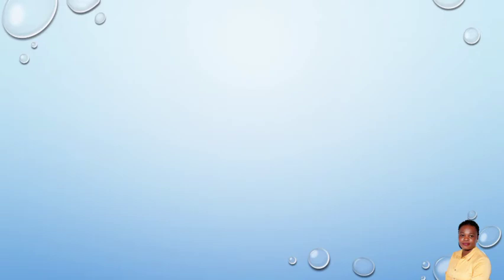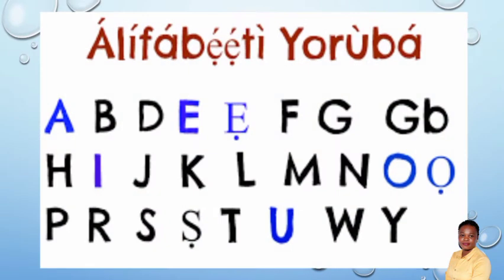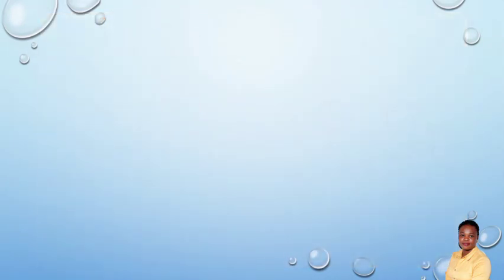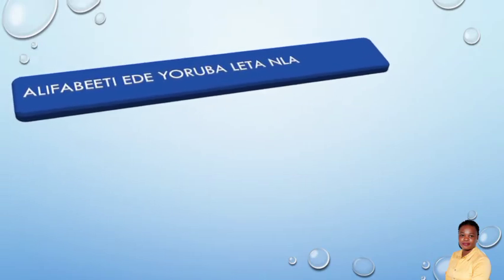Now note, letter U does not begin the Yoruba alphabet. So let's read the alphabet one after the other. A, B, D, E, F, G, B. I, J, K, L, M, N, O, P, R, S, Sh, T, U, W, E.